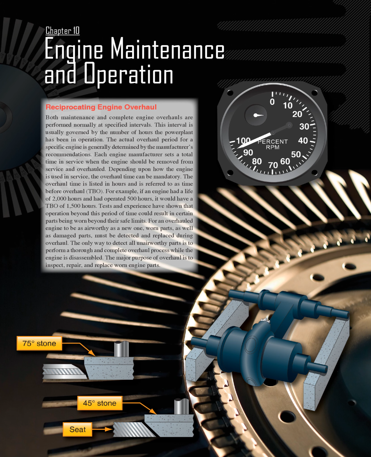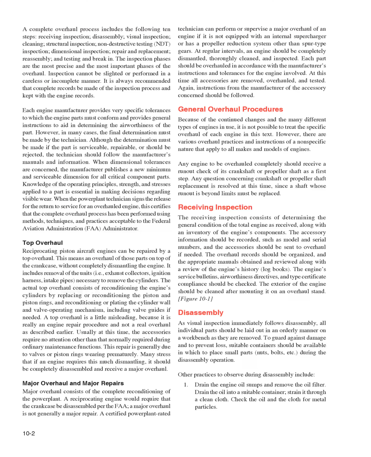For an overhauled engine to be as airworthy as a new one, worn parts, as well as damaged parts, must be detected and replaced during overhaul. The only way to detect all unairworthy parts is to perform a thorough and complete overhaul process while the engine is disassembled. The major purpose of overhaul is to inspect, repair, and replace worn engine parts. A complete overhaul process includes the following 10 steps: receiving inspection, disassembly, visual inspection, cleaning, structural inspection, non-destructive testing (NDT) inspection, dimensional inspection, repair and replacement, reassembly, and testing and break-in.